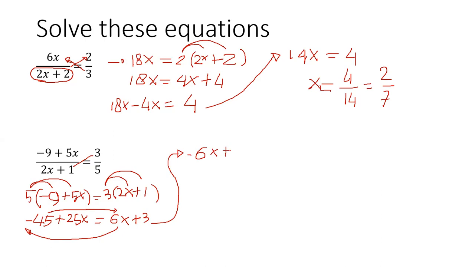plus 25x equal, now negative 45 move to the right side, negative become positive. Positive 45, positive 3 not move to anywhere, still here. It means positive 3 here. Negative 6x plus 25x equal 19x, and this one become 48. So x equal 48 over 19.